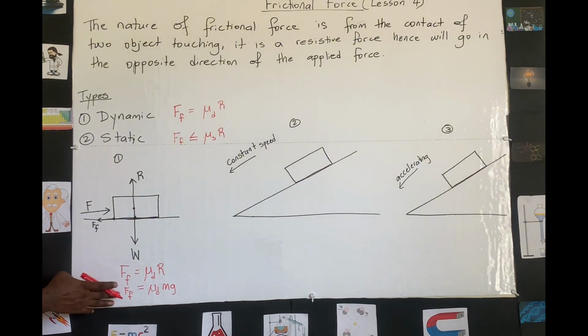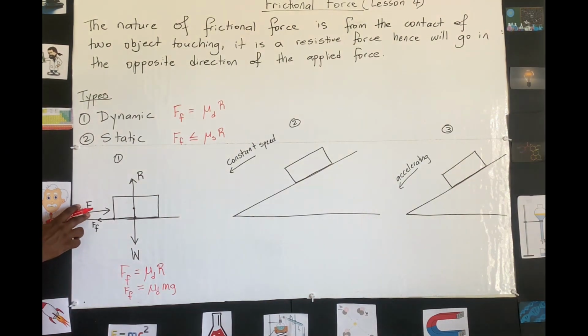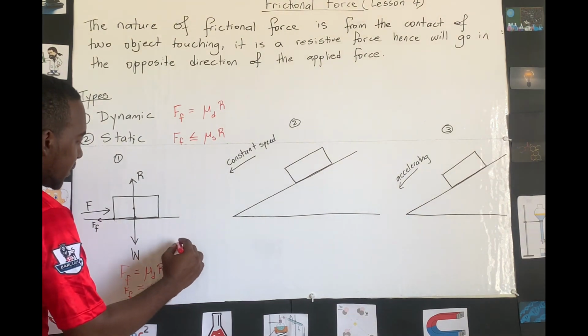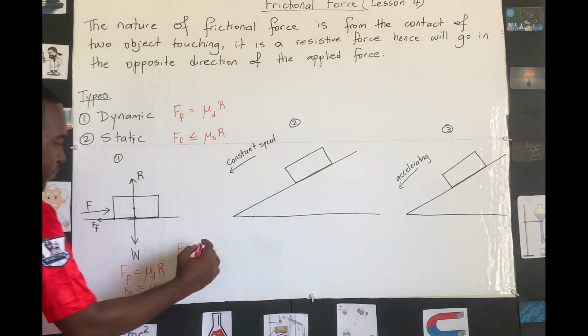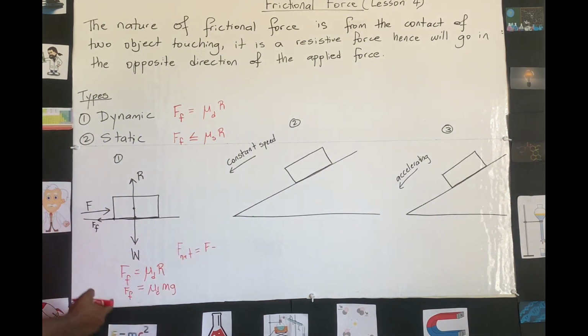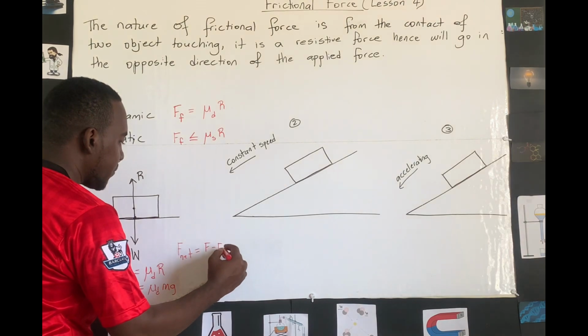Now, if your frictional force is there and your applied force is F, then that means we will have a net force. And that net force would be the one that's pushing it forward minus the one that is resisting, which is your FF.